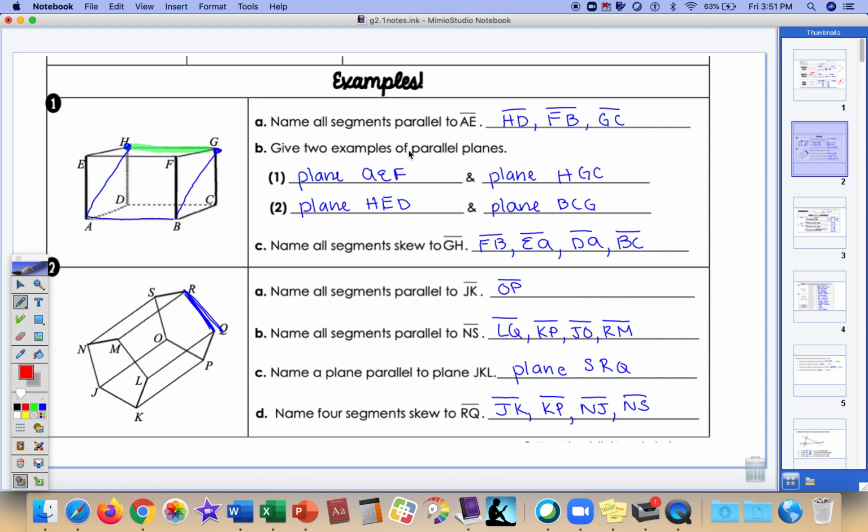Okay, so you're back again. Name all the segments parallel to AE. All right, so here's line segment AE right here. And you know what? Let's just erase this because I feel like that makes it harder.